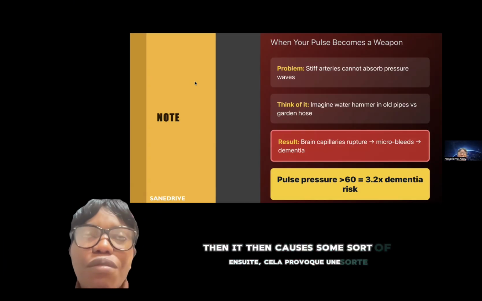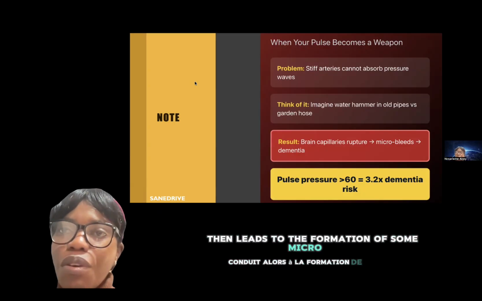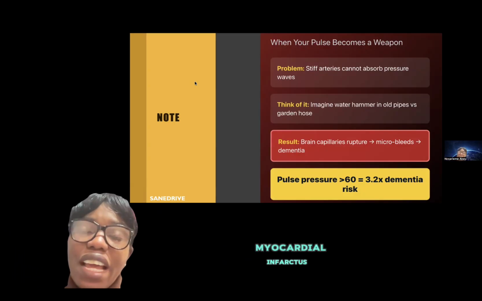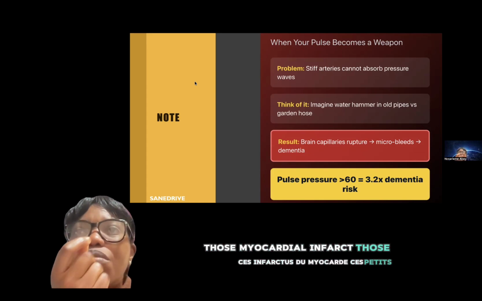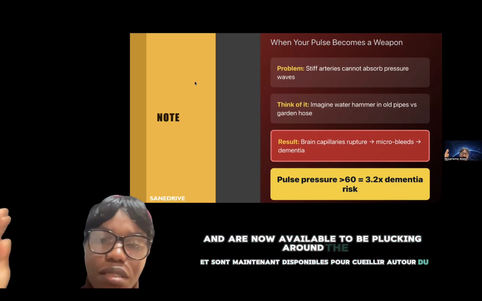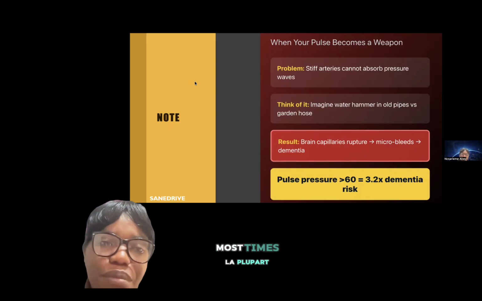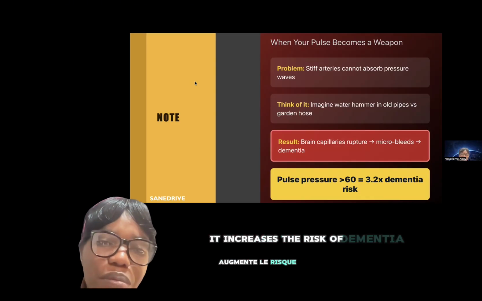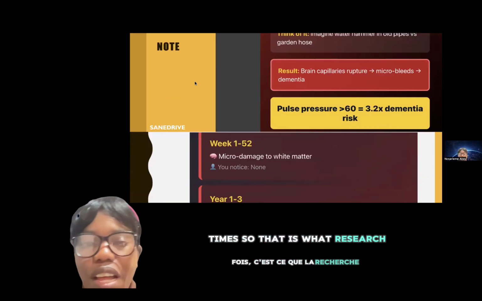Then it causes some sort of small microbleeding. This microbleeding then leads to the formation of some myocardial infarcts. Myocardial infarct, don't worry about those big grammar. Those myocardial infarcts are those small things that then form plaque and are now available to be plaguing around some parts of the brain, and then leading to increasing the risk of dementia. Most times when this thing persists, it increases the risk of dementia to about 3.2 times. So that is what research has shown.